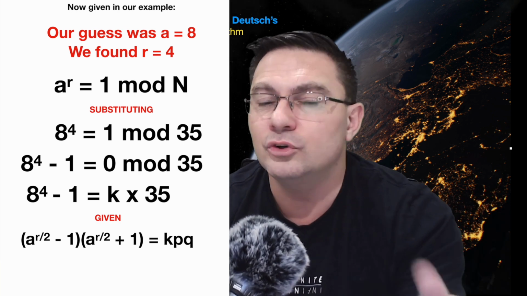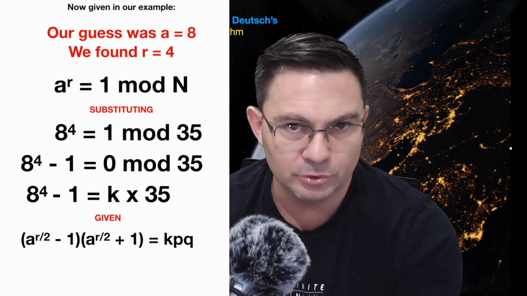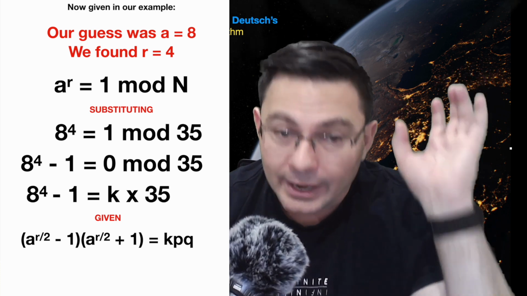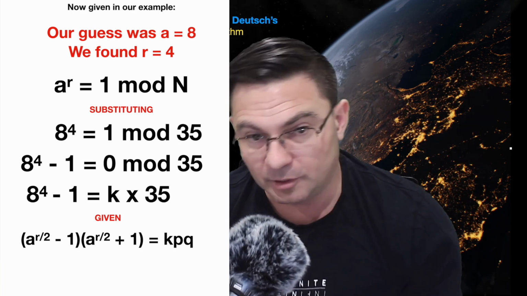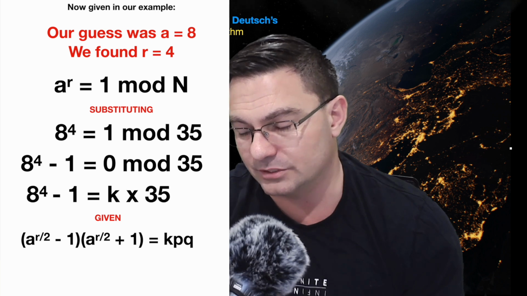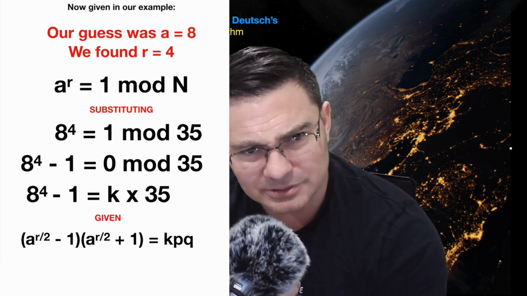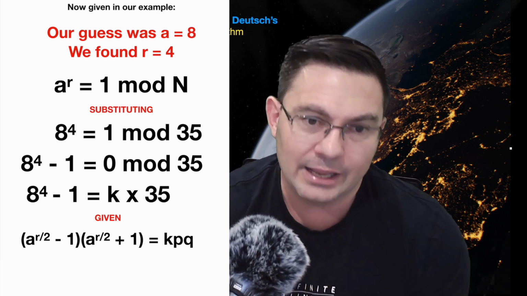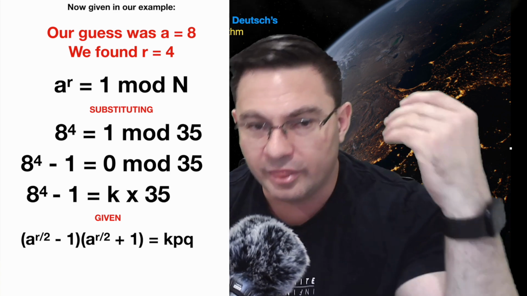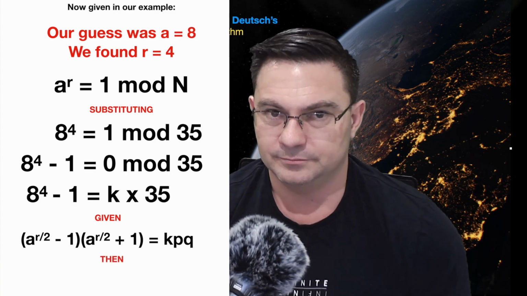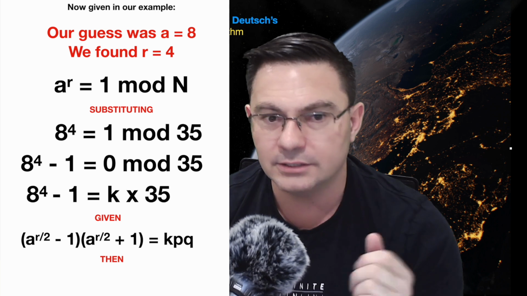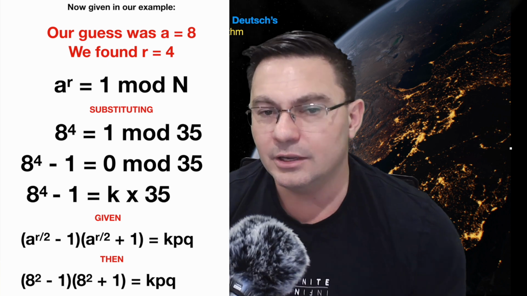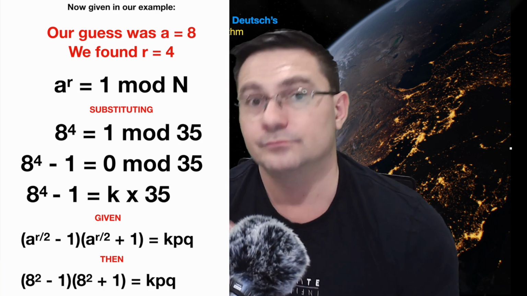Now, at this point, we could solve for k, but we don't need to. We want to put it in the form that we had earlier in our key equation. Our key equation is a to the power of r over 2 minus 1, all multiplied by a to the power of r over 2 plus 1, and that equals kpq. In our particular circumstance, substituting in what we know, given a equals 8 and r equals 4, we can write this down: 8 squared, take away 1, all multiplied by 8 squared plus 1 equals kpq.